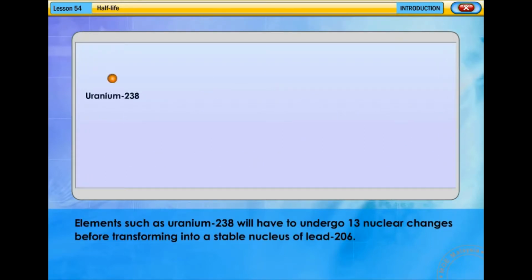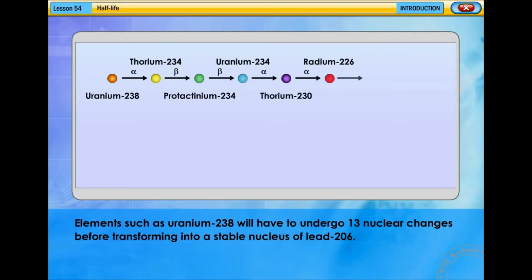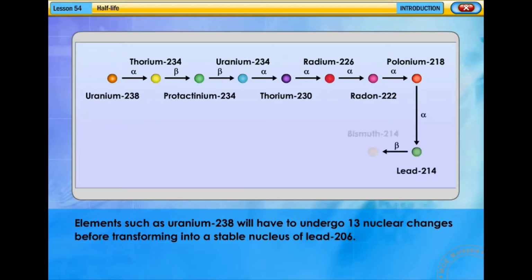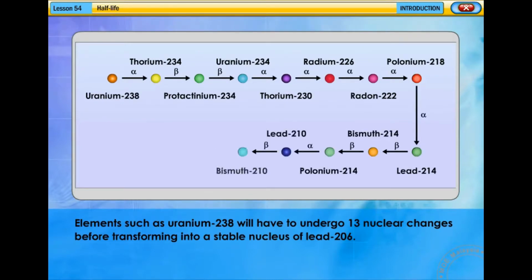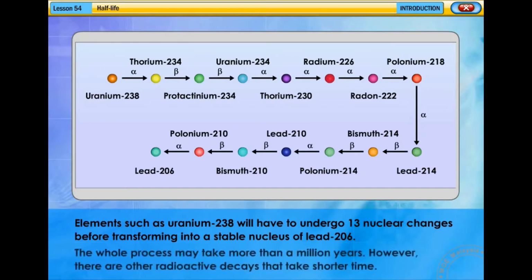Elements such as uranium-238 will have to undergo 13 nuclear changes before transforming into a stable nucleus of lead-206. The whole process may take more than 1,000,000 years. However, there are other radioactive decays that take a shorter time.